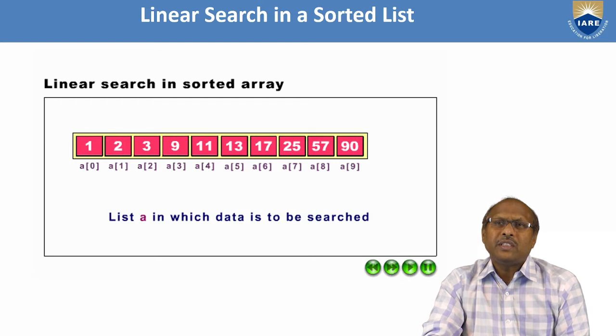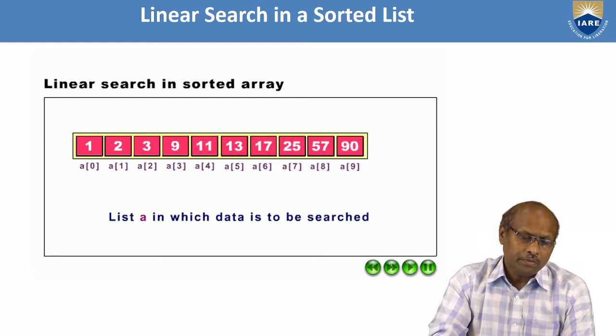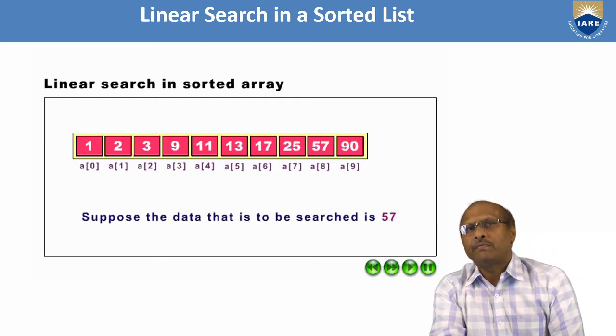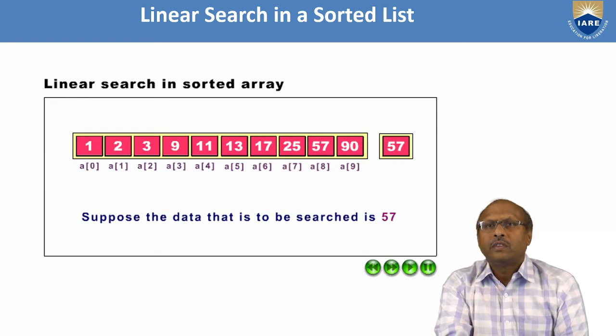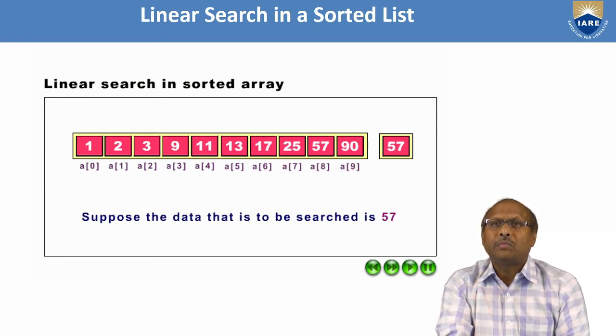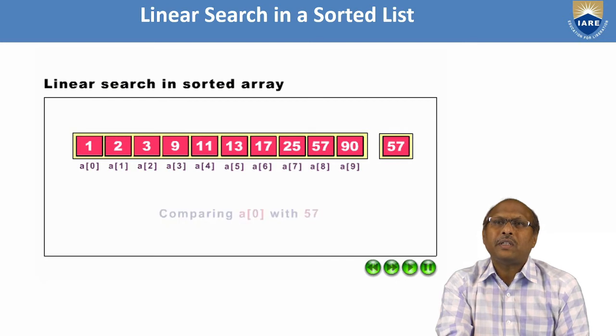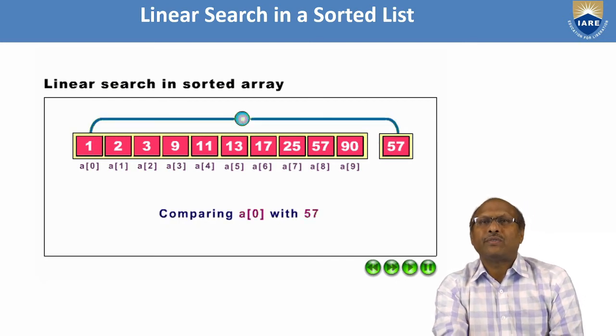List A is the list in which data is to be searched. Assume you are having a list. List means one type of array. Suppose I want to search for 57. Is 57 available or not? First you have to compare with A of 0.